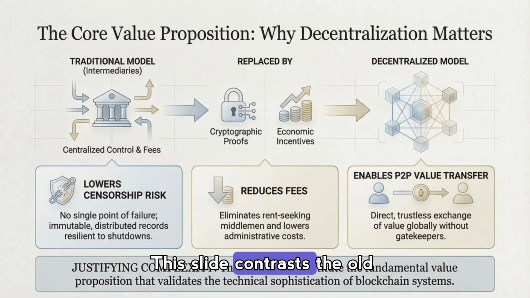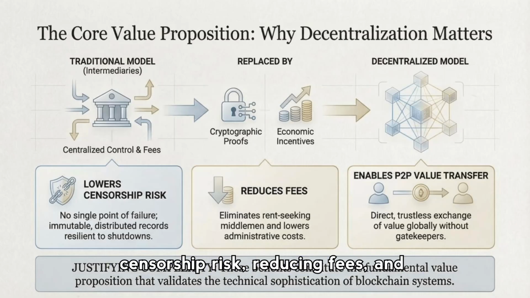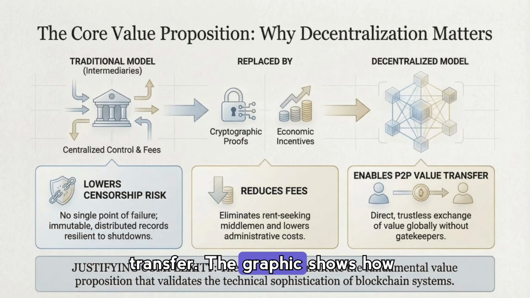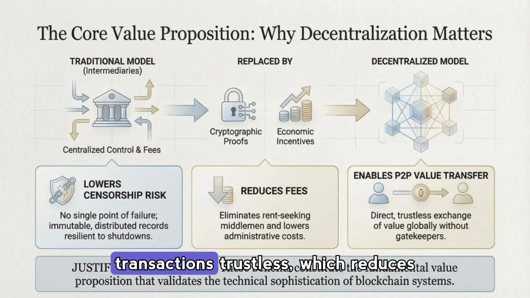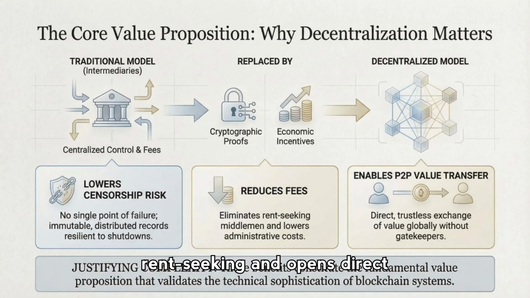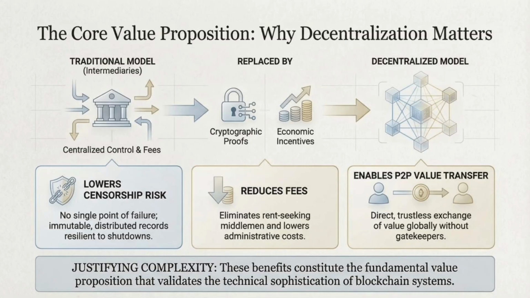This slide contrasts the old intermediary model with decentralized systems and highlights three core benefits: lowering censorship risk, reducing fees, and enabling peer-to-peer value transfer. The graphic shows how cryptographic proofs and economic incentives replace gatekeepers, making records immutable and transactions trustless, which reduces rent-seeking and opens direct global exchange without centralized middlemen.